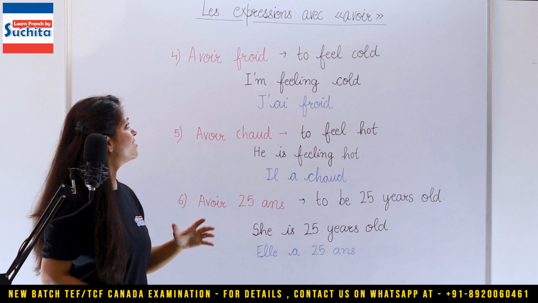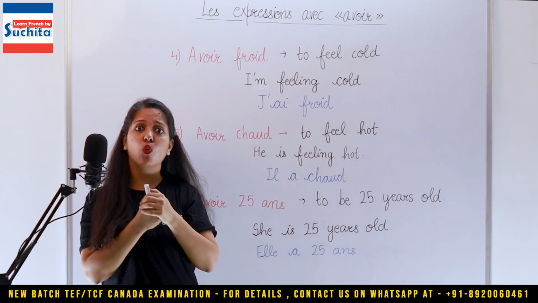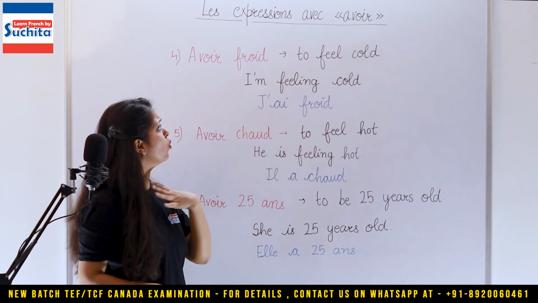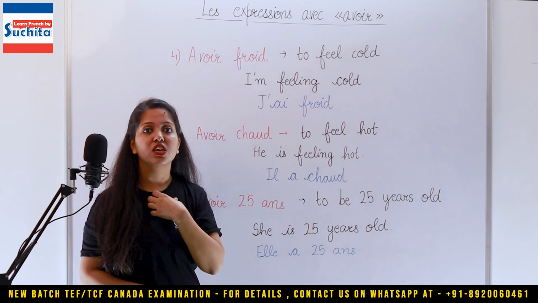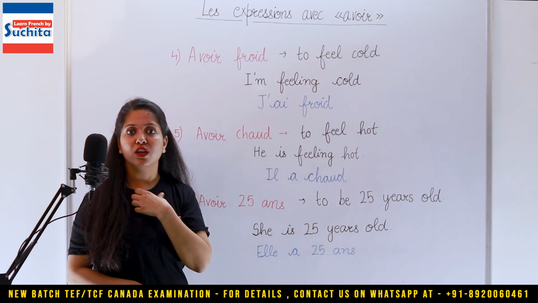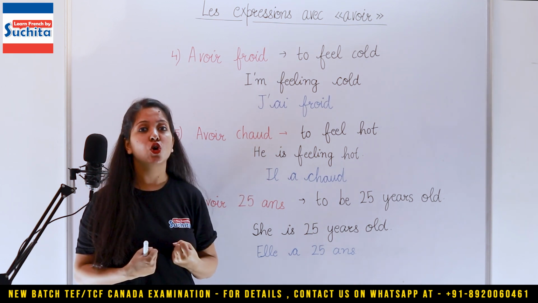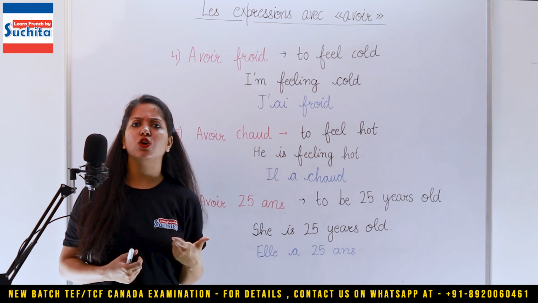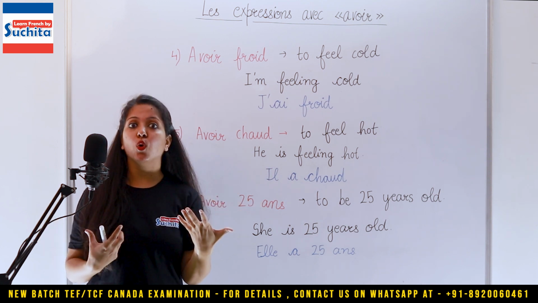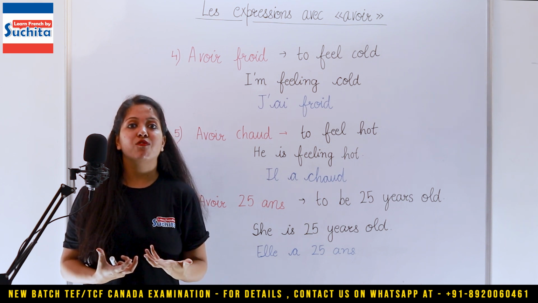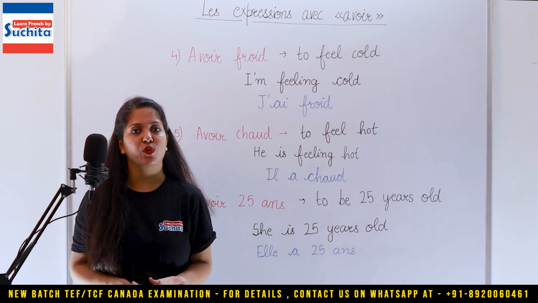Now, the fourth expression is avoir froid. Avoir froid means to feel cold. If you want to say I am feeling cold, you conjugate the verb avoir according to the subject, I: j'ai froid. You will not say je suis froid. You will say j'ai froid, which means I'm feeling cold. You are feeling cold, tu as froid. We are feeling cold, nous avons froid, or you can also say on a froid, depending upon what subject you want to use.